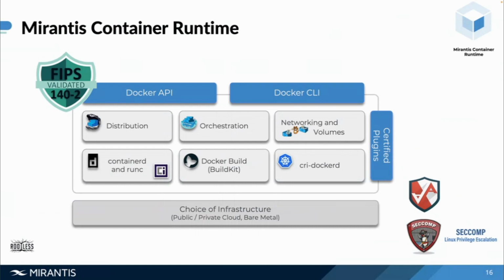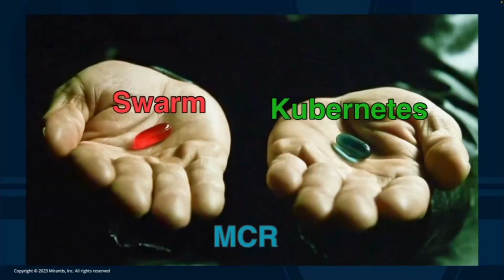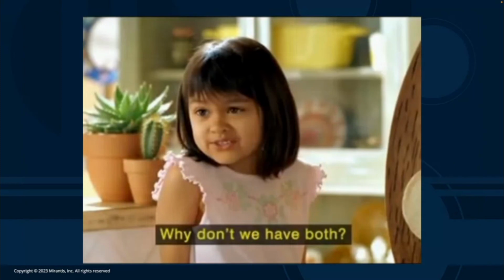So we looked at the individual side of things. And then when you start trying to orchestrate the different container runtimes or different container environments, we then look at the choice between Swarm and Kubernetes. And you think, okay, which one do we want to use? Which one do we want to maintain within an environment? And our answer to that is, why not both?